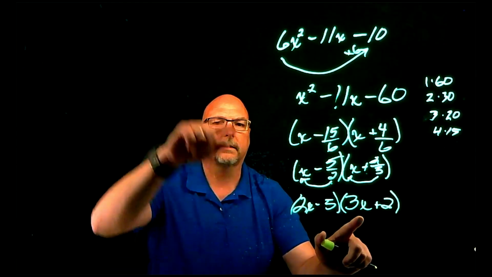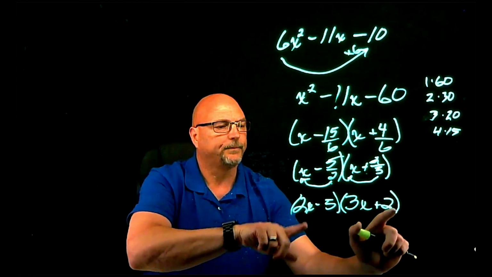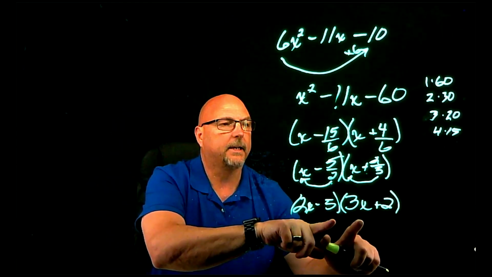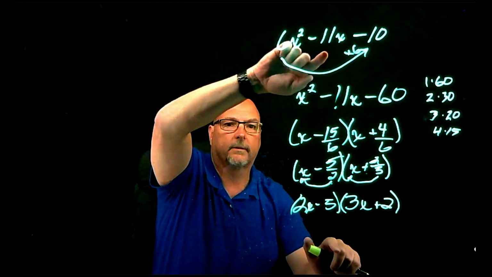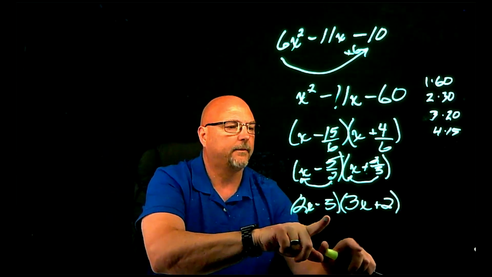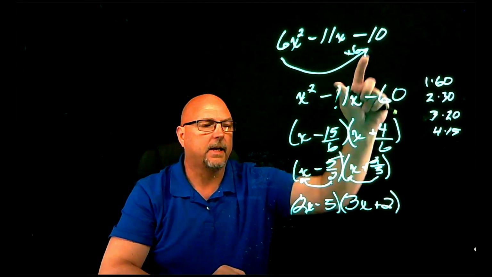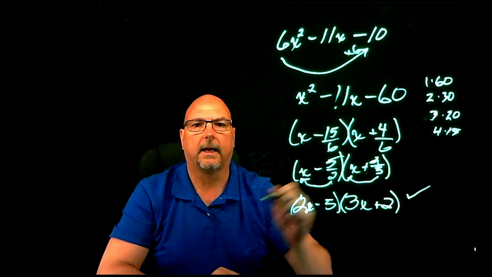Then go ahead and double check it. 2x times 3x is 6x squared. 4x and negative 15x, that's negative 11x. And negative 5 times 2, that's negative 10. So this one is a check.